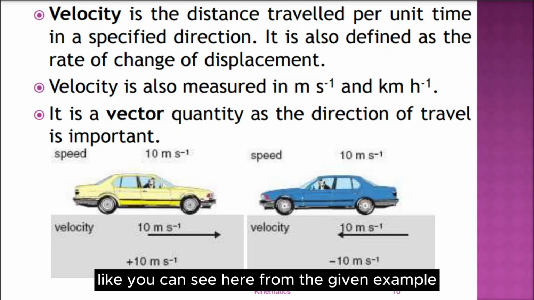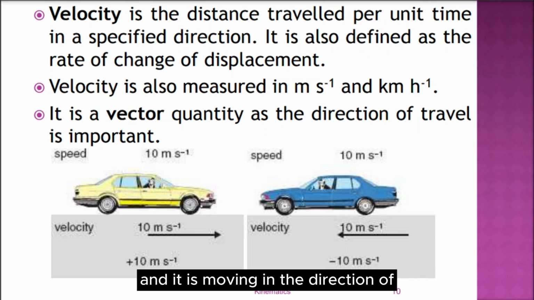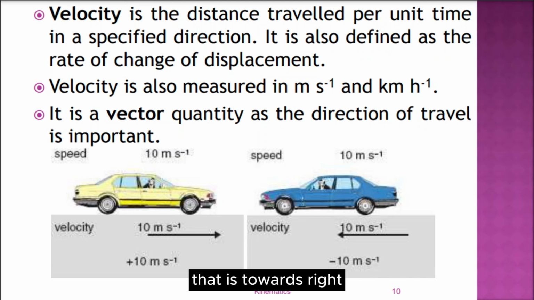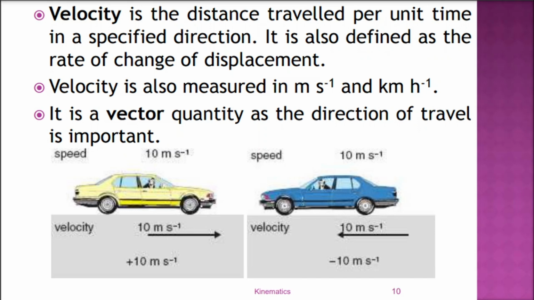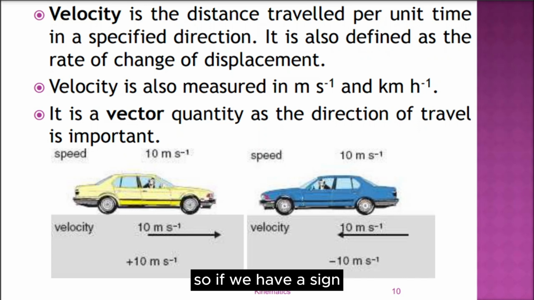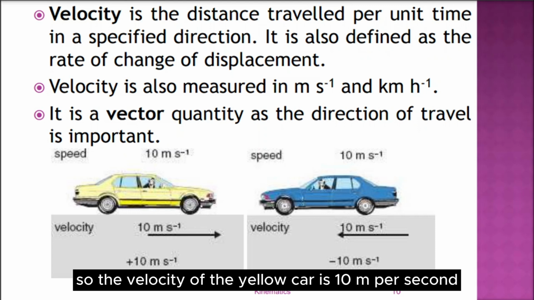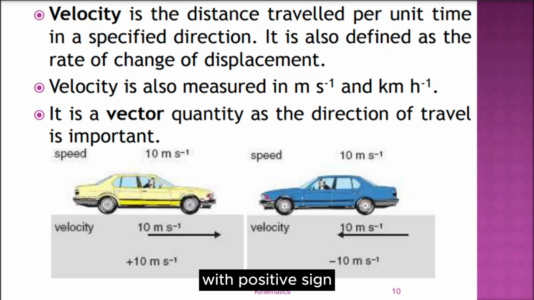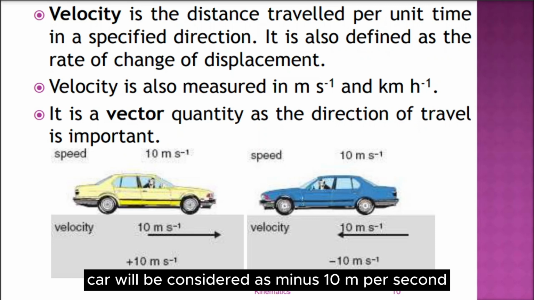You can see from the given example, the yellow car has a speed of 10 meter per second and it is moving, you can assume, towards east, that is towards right. Whereas the blue car is also moving with the same speed of 10 meter per second, but in the opposite direction. If we assign the direction of the yellow car positive, the velocity of the yellow car is 10 meter per second, whereas the velocity of the blue car, as it is moving in the opposite direction, will be considered as minus 10 meter per second.